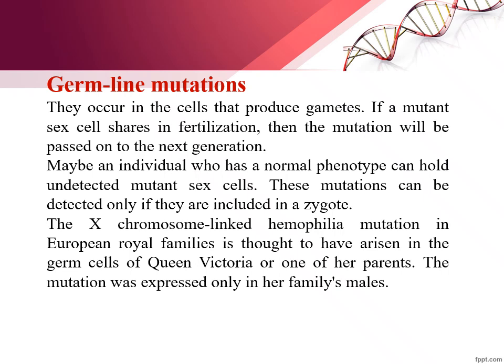The X chromosome linked hemophilia, a mutation in European royal families, is an example of this. It is thought to have arisen in the germ cells of Queen Victoria, a grandmother of them, or one of her parents. The mutation was expressed only in her family's males.